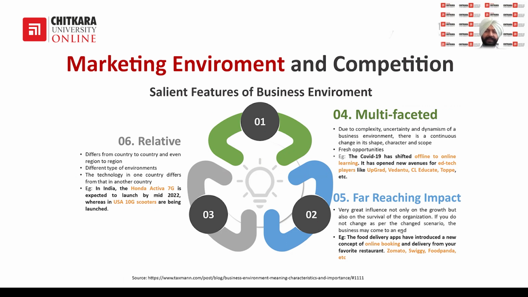Okay, let's look at the other aspects of marketing environment and competition. Due to the complexity, uncertainty, and dynamism of the business environment, there is continuous change in shape, character, and scope. The fresh opportunities. Example, COVID-19 shifted offline to online learning. Who would have thought about it? I think all of us agree that we've gone through some unprecedented, unusual, difficult and different times during COVID-19, and we are still coming out of it.